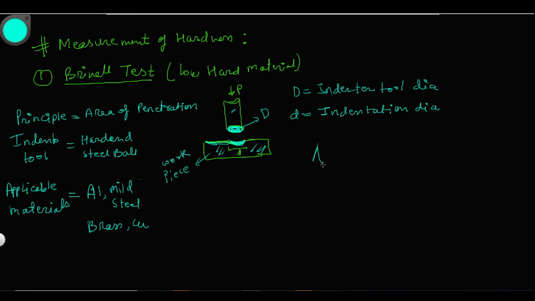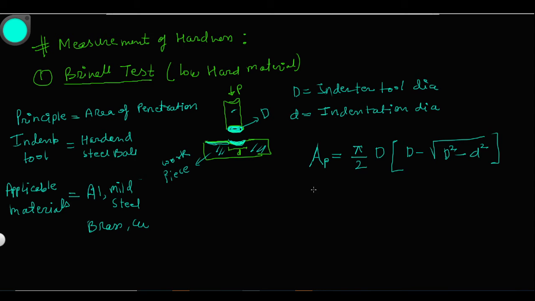So this area of penetration we can calculate by using this formula: pi by 2 capital D, where D is the dia of indenter tool, into capital D minus root under capital D square minus small d square. We can use this formula to get the area of penetration.